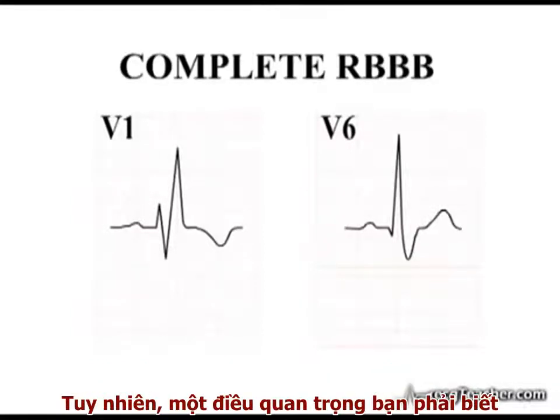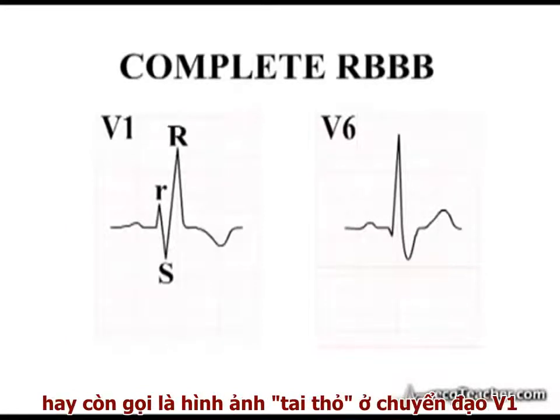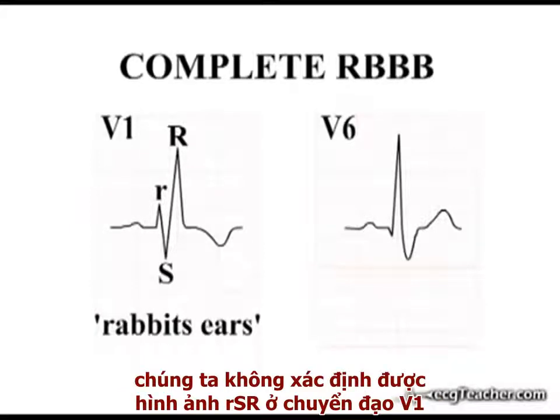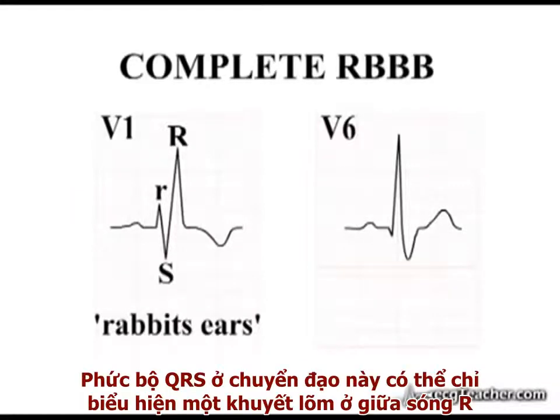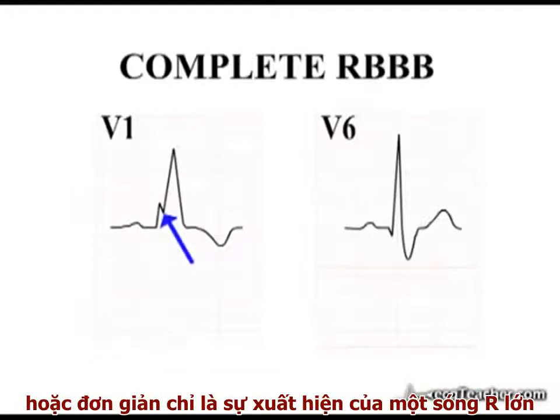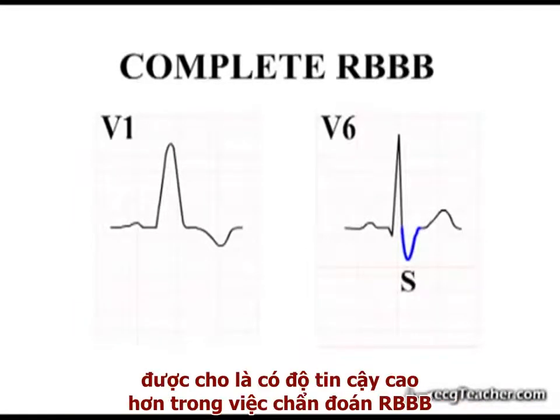However, it is important not to become over-reliant on the presence of the RSR pattern or so-called rabbit's ears appearance in V1 to make the diagnosis. In many cases of right bundle branch block, the RSR pattern in V1 is not identifiable. The QRS complex in this lead either demonstrates a small notch between the two R waves or indeed has the appearance of one large R wave. The presence of a slurred S wave in lead V6 is said to be more reliable in the diagnosis of right bundle branch block.